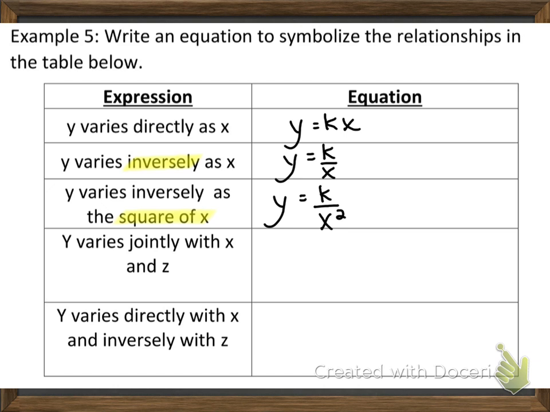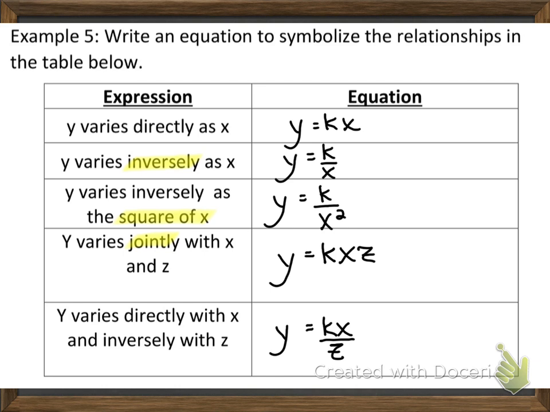Now we have the word jointly. Jointly is very similar to directly. The only difference is that we have not one, but two variables. So y varies jointly with x and z means that it varies directly with x, and it also varies directly with z. So both x and z need to go upstairs. What if I said y varies directly with x, so I could write y equals kx, and then inversely with z, so then I'd have to put z downstairs.